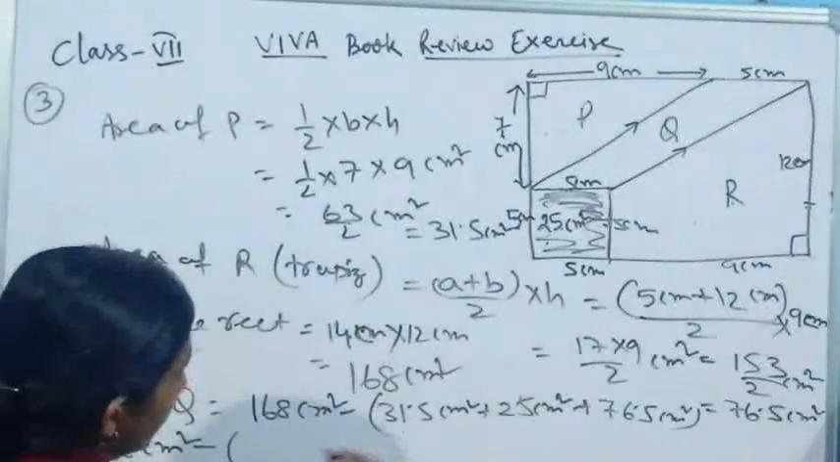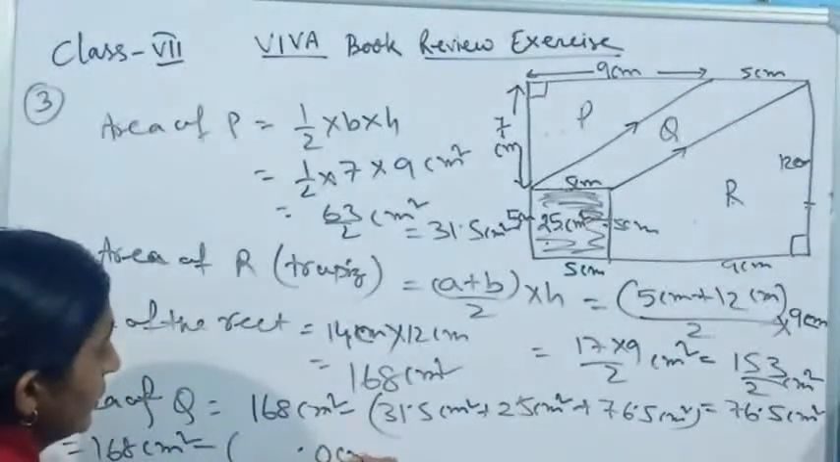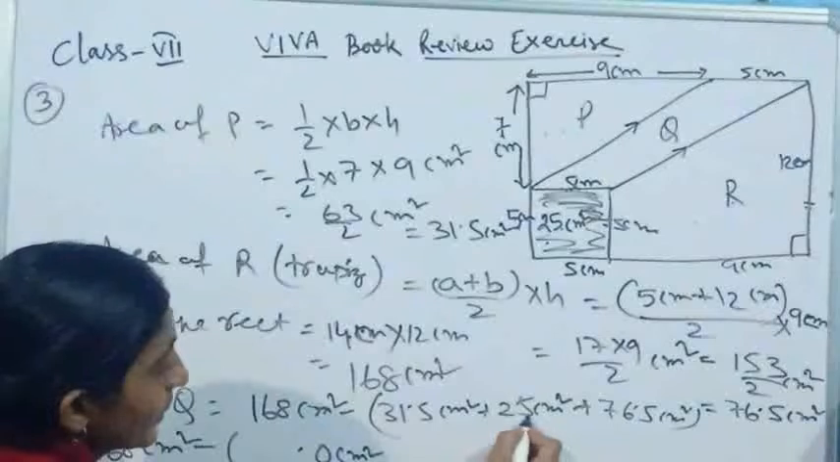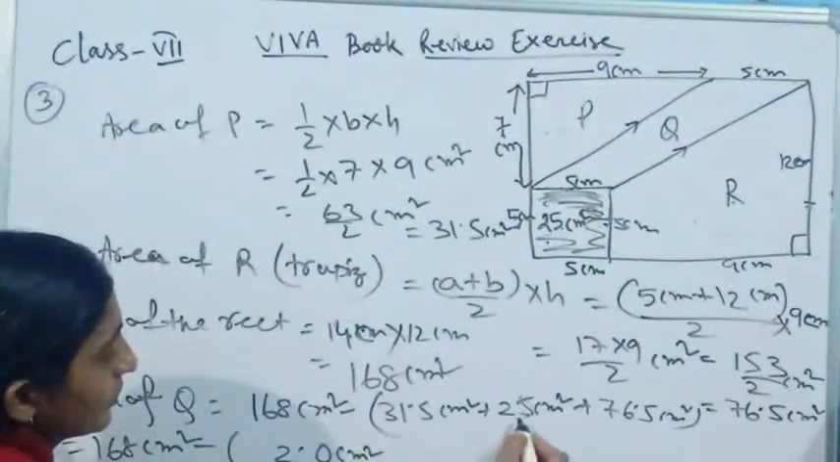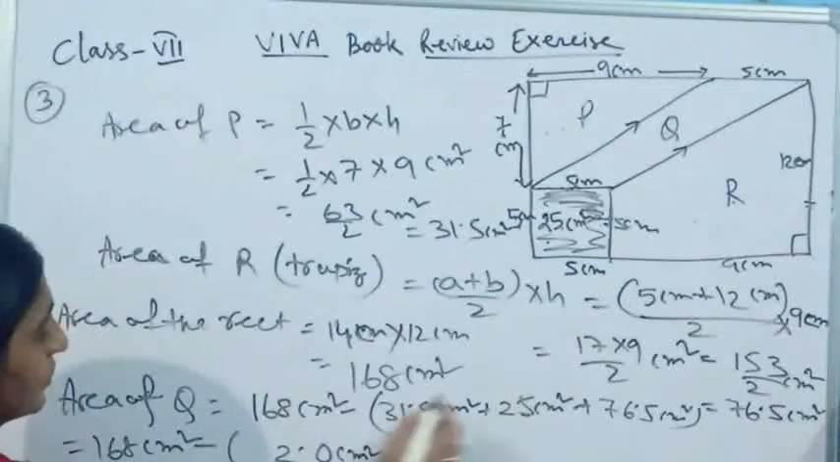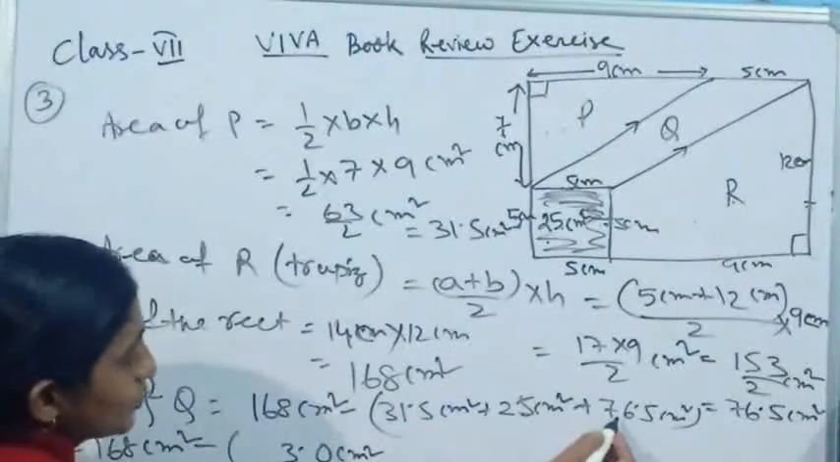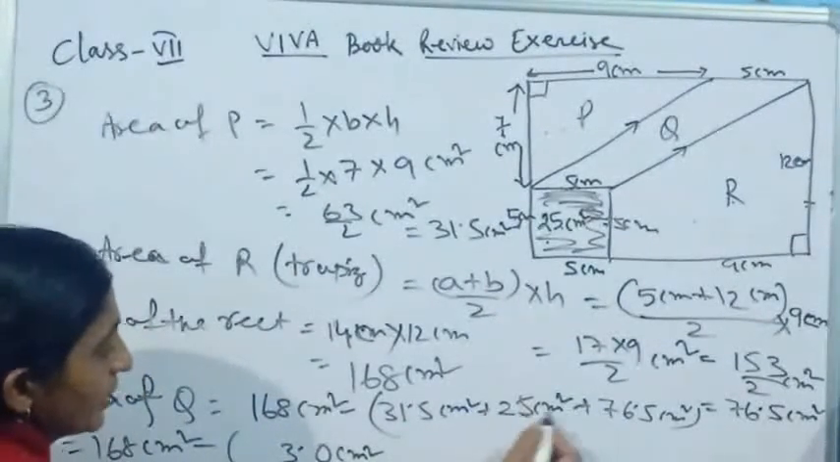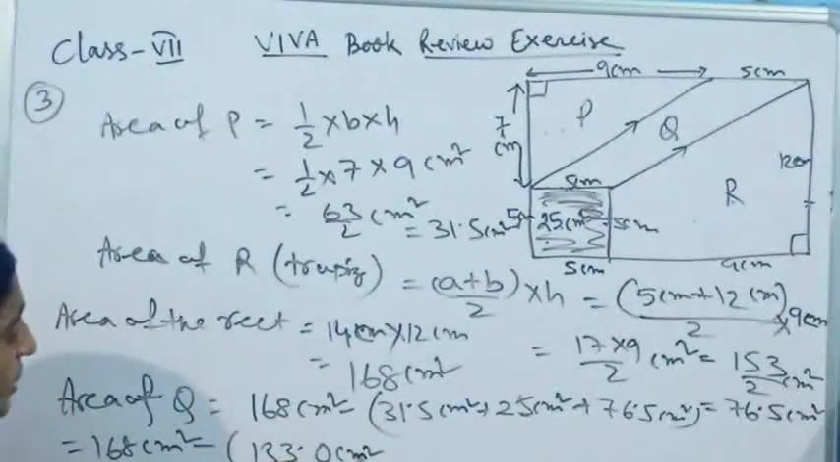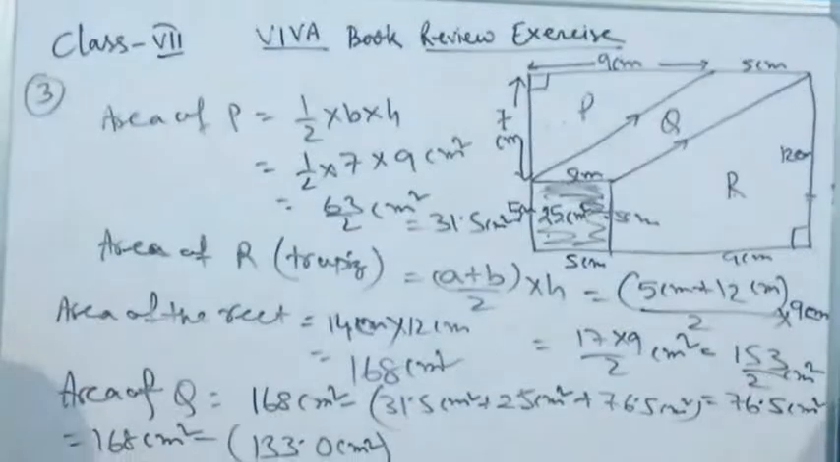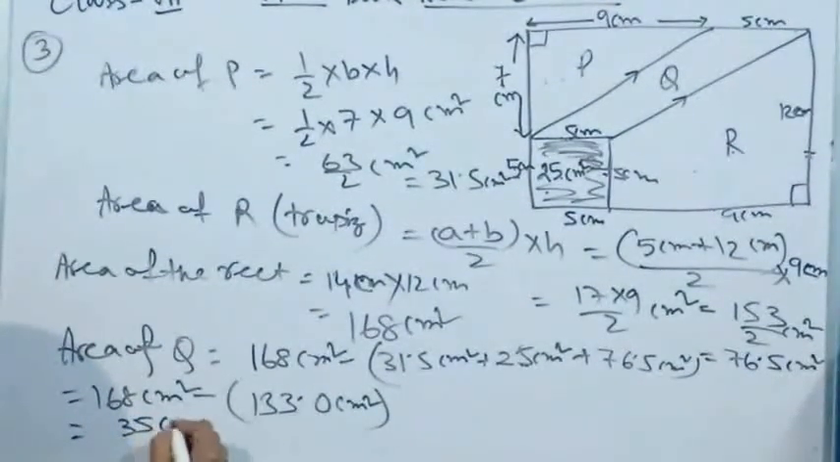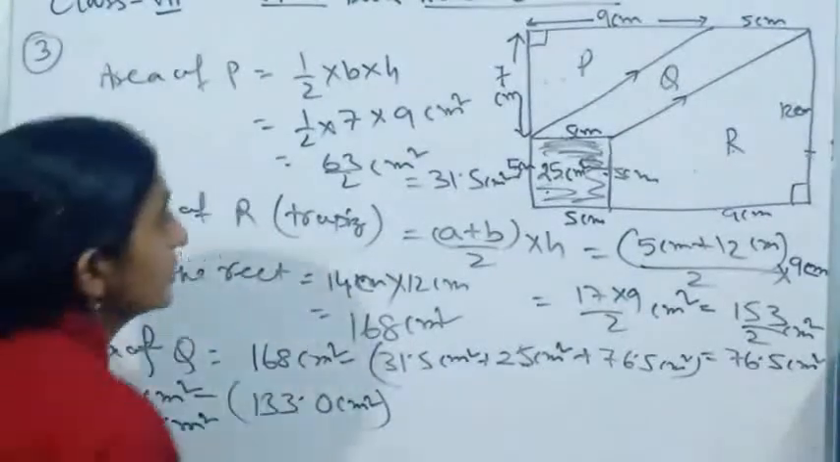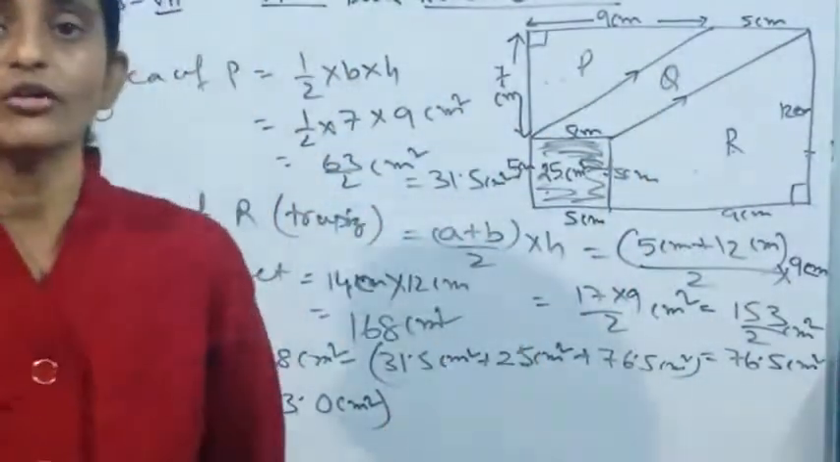Let's see. Here it is. Yes, carries 1. 8 plus 2, 10, 10 plus 3, 13. Yes, that much centimeter square. When we are subtracting these two, what is the answer you are getting? Yes, that will be how much? 35 centimeter square. That is the area of which one? This is the area of Q.